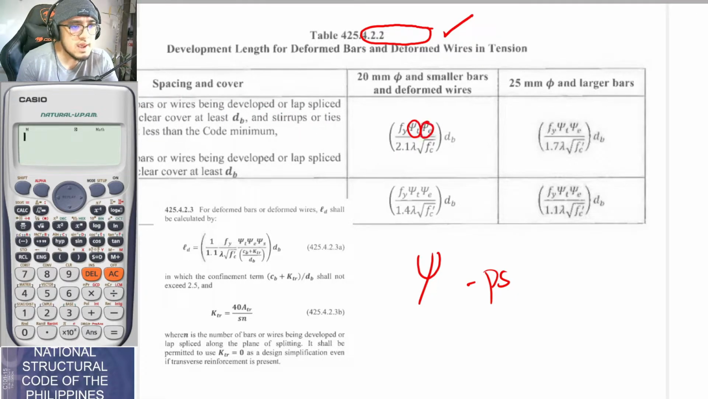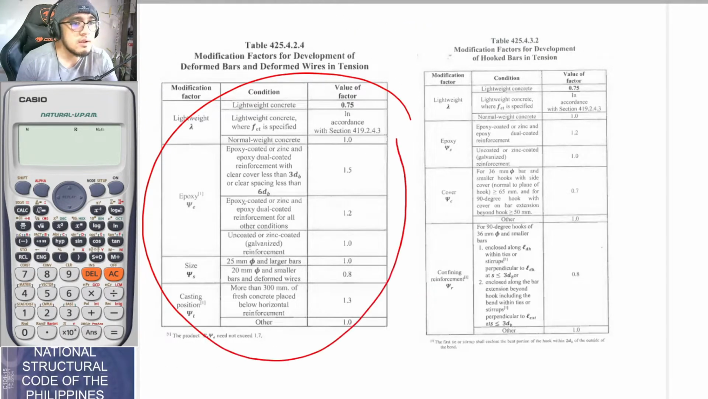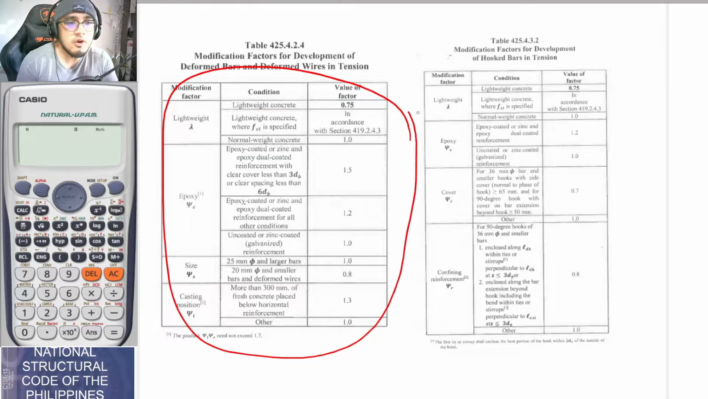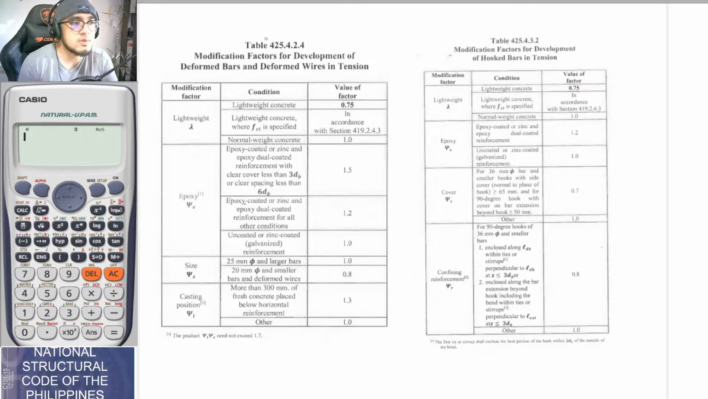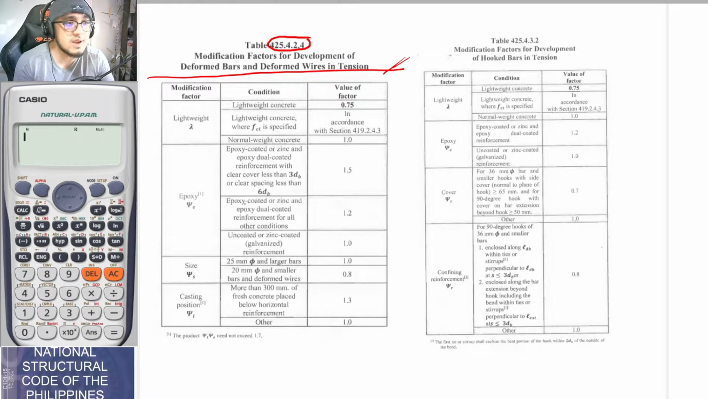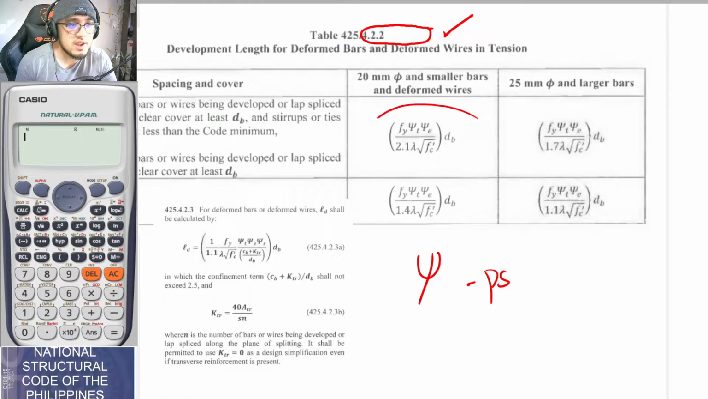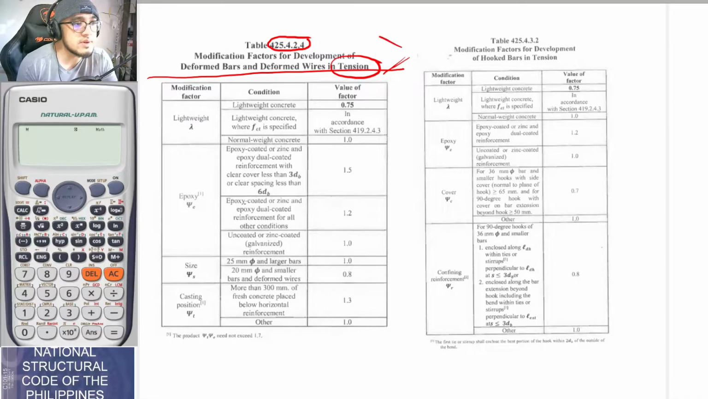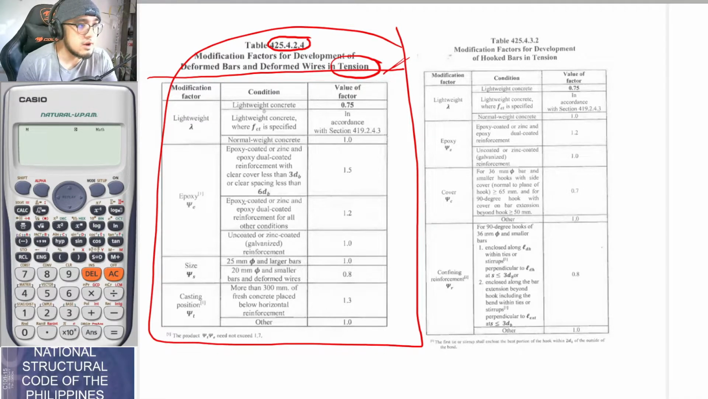So we have here your psi t, psi e, and lambda. They are to be given in this table. So it may be this one or it may be this one. So that may be for 25.4.2.4 or 25.4.3.2. In this case, guys, these are to be the modification factors for development of deformed bars or deformed wires in tension. So let's say that these are to be for your tension reinforcement. You will now be making use of this particular table.